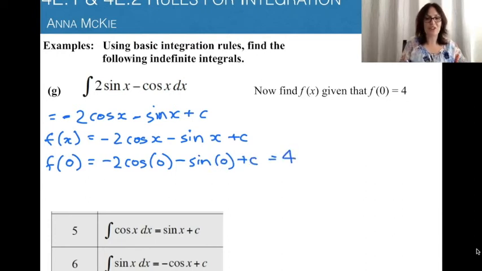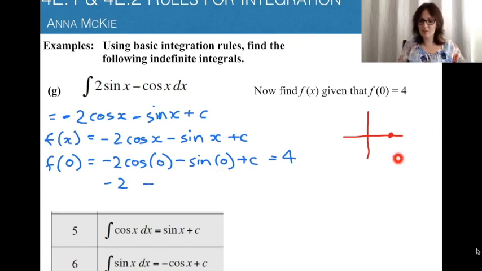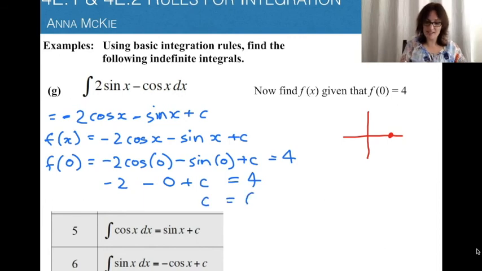Now, using your knowledge of the unit circle, when we have 0 degrees, we're essentially over here. Cos is the x value in that, so our x value out there is 1. So we've got negative 2, this becomes 1, so it stays as negative 2. Subtract off. Sine of 0 is the y component here, which is 0, so we're subtracting off 0, plus c is equal to 4. Rearrange for c, we're going to get c is 6.